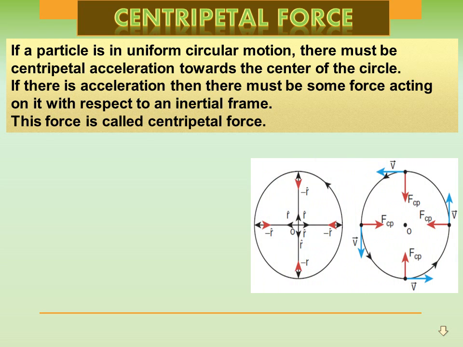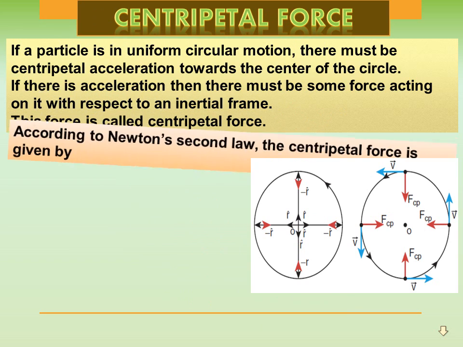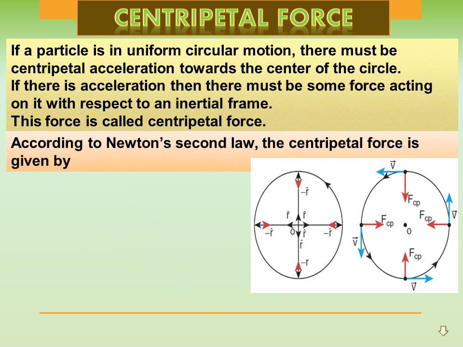Okay, now see, in this picture you can see all the forces are towards the center of the circle. Even though they have their own directions, they act towards the center of the circle. So, according to Newton's second law, the centripetal force is given by F_cp is equal to m a_cp, which is equal to mv square by r.